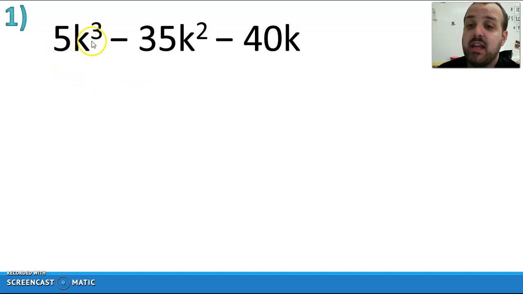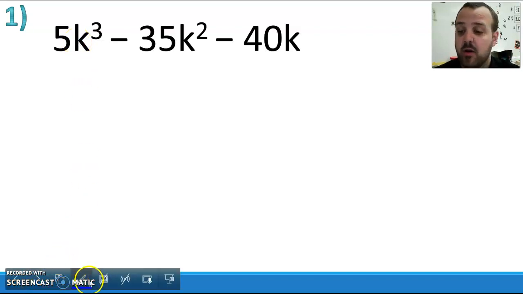We have 5k cubed minus 35k squared minus 40k. Now, I look at this and there's two things. Number one, this isn't a quadratic, this is a cubic. Have we factored those before? I don't know how to do that. And number two, I have a number in front here. I didn't have a leading coefficient before. What does that mean? Well, we can factor this no problem.